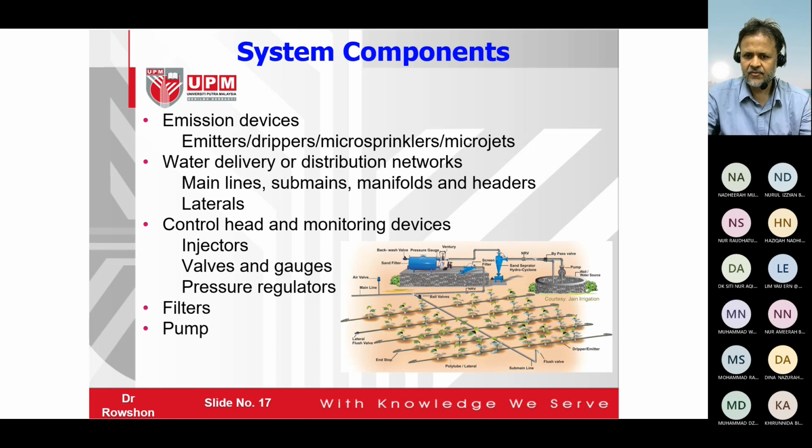Then the filter. What is the filter? This is the filter. We have two types of filter: one is the primary filter, another is the secondary filter. Then we have some injectors like this. Injector means like this one. Then we have some valves, some gauges and pressure regulators. So you can monitor what is the water velocity, the flow rate, the pressure, everything you can monitor. So you need to put some devices.